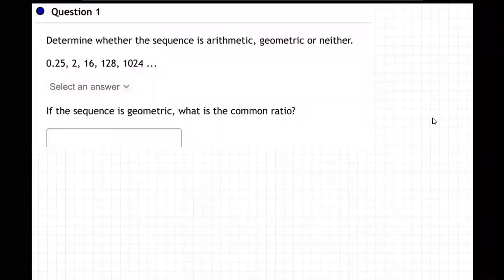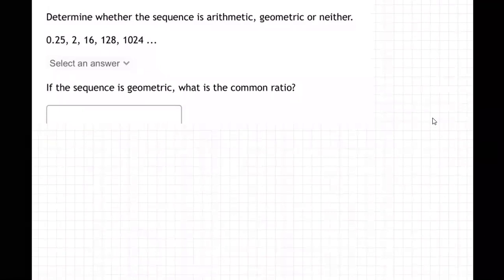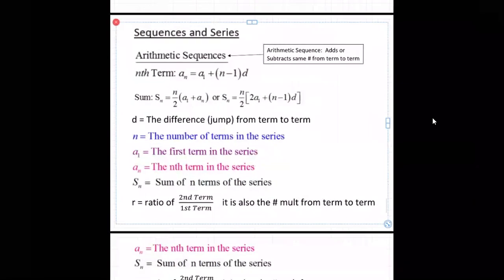Okay, so here we have a question. We're in 9.3. Determine whether the sequence is arithmetic, geometric, or neither. So here's the sequence. How do we know if that series is arithmetic, geometric, or neither? Well, let me put the information here from the notes for you to make it clear.